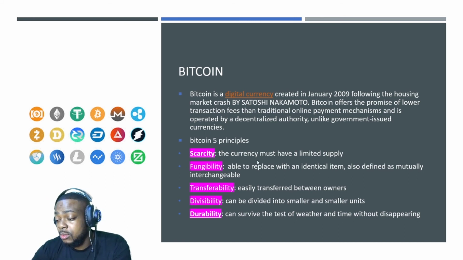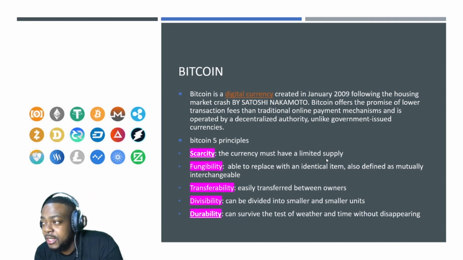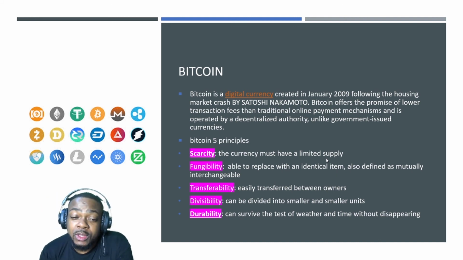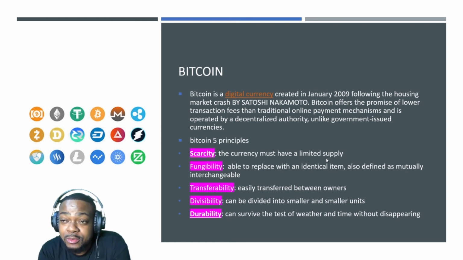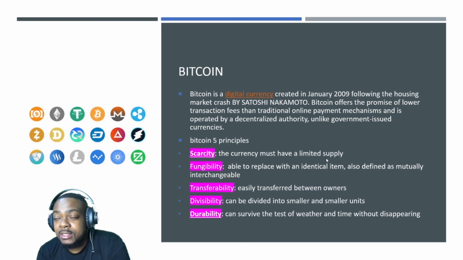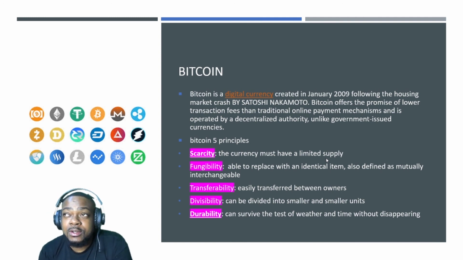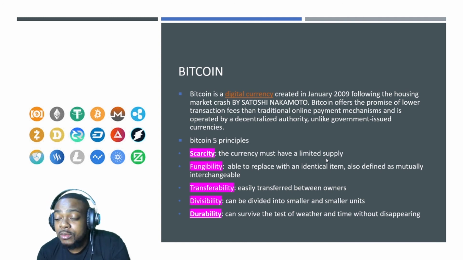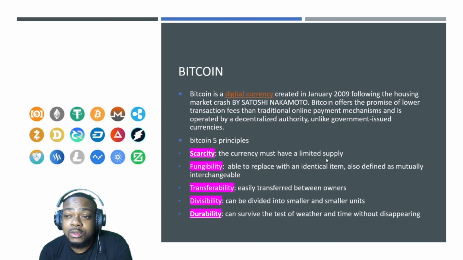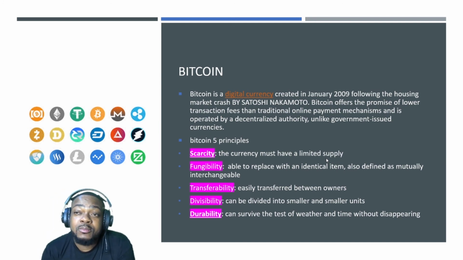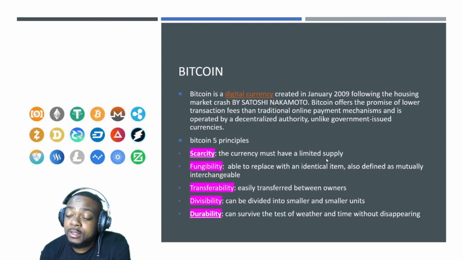So the last one is durable. It can survive the test of weather and time without disappearing. So this is what Bitcoin is, and it will be great for the future, because there is no time limit, there's no expiration date. It's not like cash, where when water wets it, it becomes unusable. It's not like wheat, back when wheat was currency, where it goes off. Bitcoin will last forever because it's on the computer. Literally, if you break your computer, it's on the blockchain, so it's still there. You can just get another computer and access it, so it will stand the test of time.